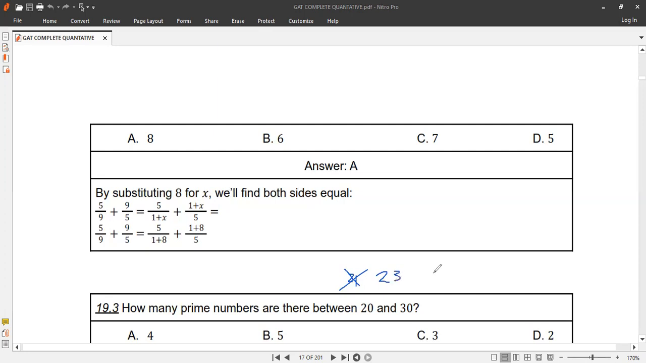25, but 25 is divisible by 5. 27, which is divisible by 3. 29 is a prime number because it has exactly two factors, 1 and itself. So we have two prime numbers. You need to remember that a prime number has exactly two factors, 1 and itself.